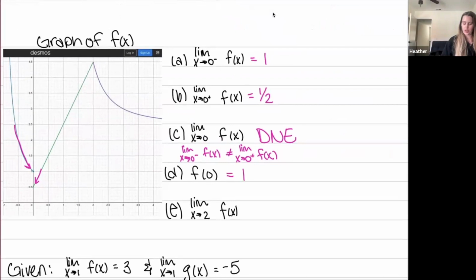Last but not least, we're just looking at the limit as x approaches 2. I'm essentially saying, as x gets really close to 2, what is y? And it looks like y there is 4.5. So I'm going to say 4.5. And hopefully that makes sense with the graphing.